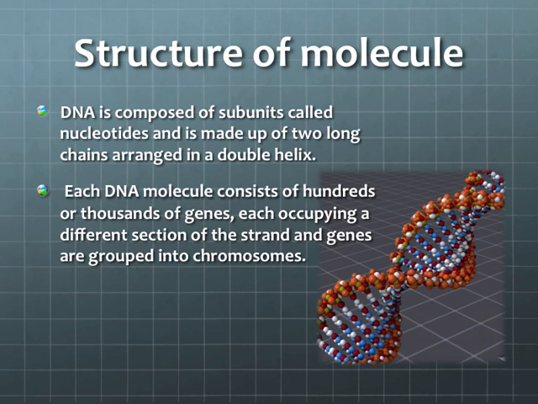Next slide. The structure of the molecule. DNA is composed of subunits called nucleotides, and it's made up of two long chains arranged in a double helix. As you can see in this picture, each DNA molecule consists of hundreds or thousands of genes, each occupying a different section of the strand, and genes are grouped into chromosomes.